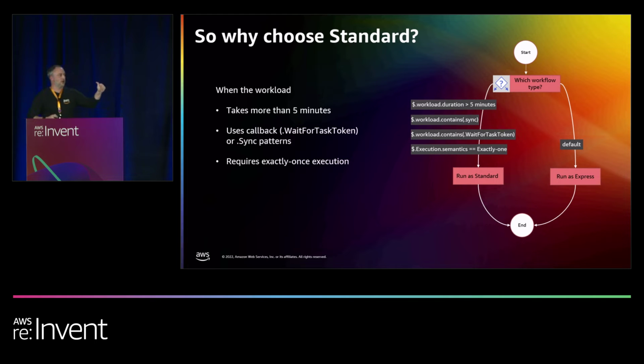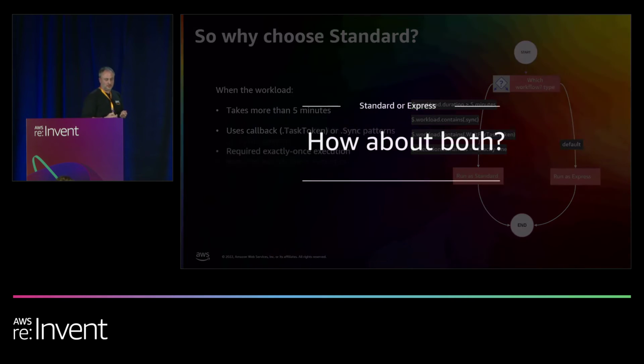The first is if the workload takes more than 5 minutes, then you can't run it as an express workflow on its own. If you want to use the sync or the wait for task token callback pattern, then you can't run it as an express workflow. And if you actually require exactly once execution, then again, you have to run it as a standard workflow. But there's still a lot you can do here.